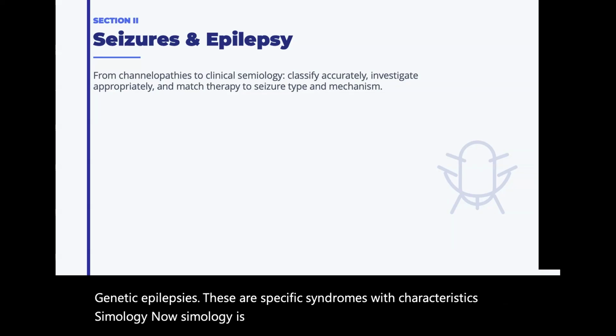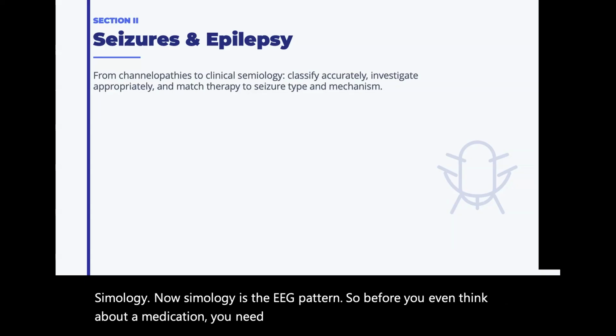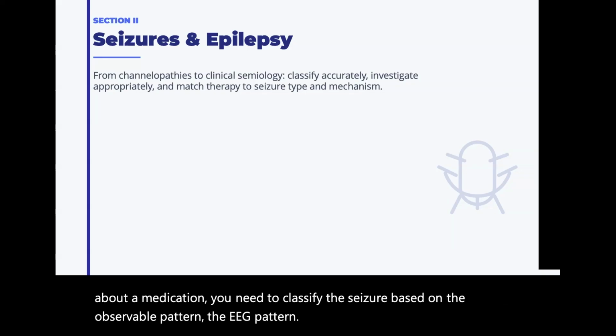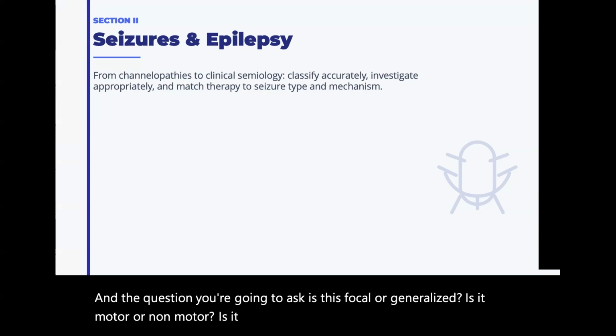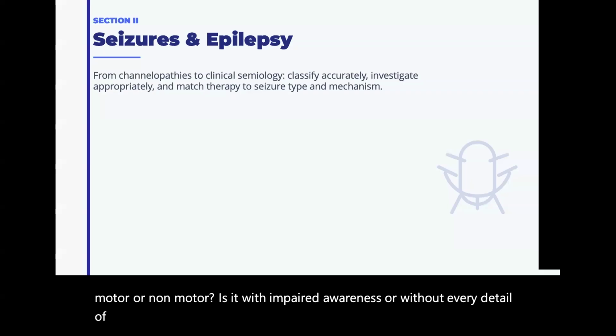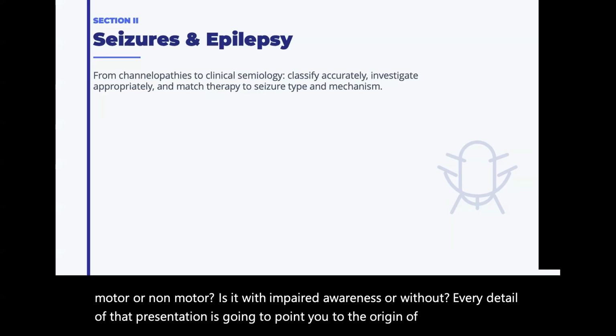So before you even think about a medication, you need to classify the seizure based on the observable pattern, the EEG pattern. And the question you're going to ask is, is this focal or generalized? Is it motor or non-motor? Is it with impaired awareness or without? Every detail of that presentation is going to point you to the origin of the electrical disturbance.